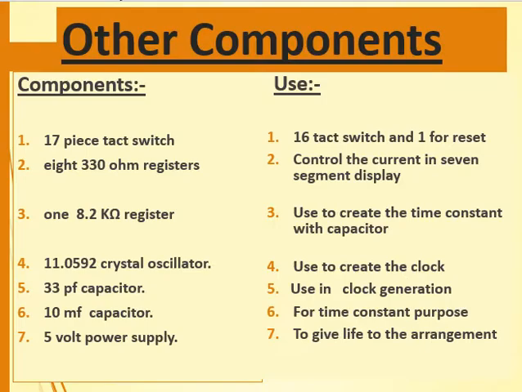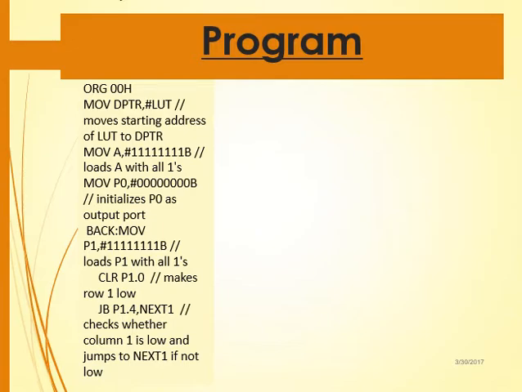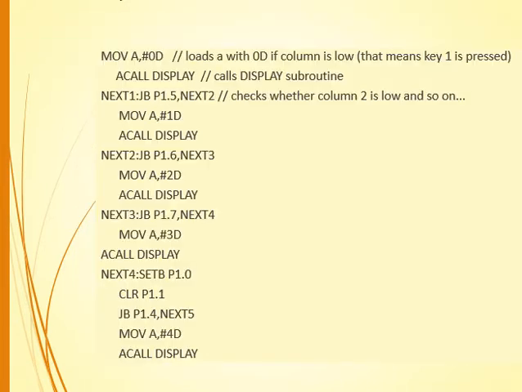The extra thing we did: these are the values of the other components used, and this is the program in C. We used assembly language to interface the microcontroller with the keyboard. We used DPTR and a LUT, which moves the starting address. Here all the details, along with the comments, are neatly written.